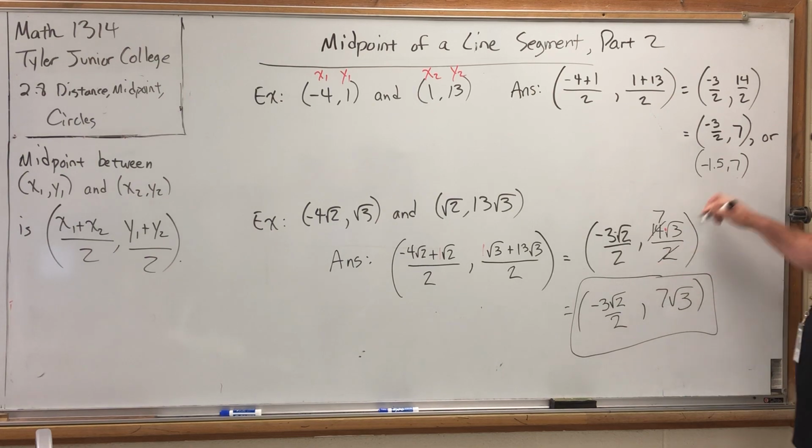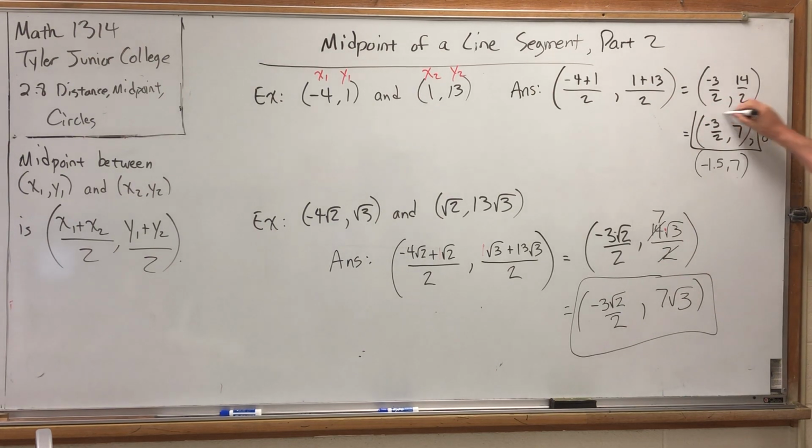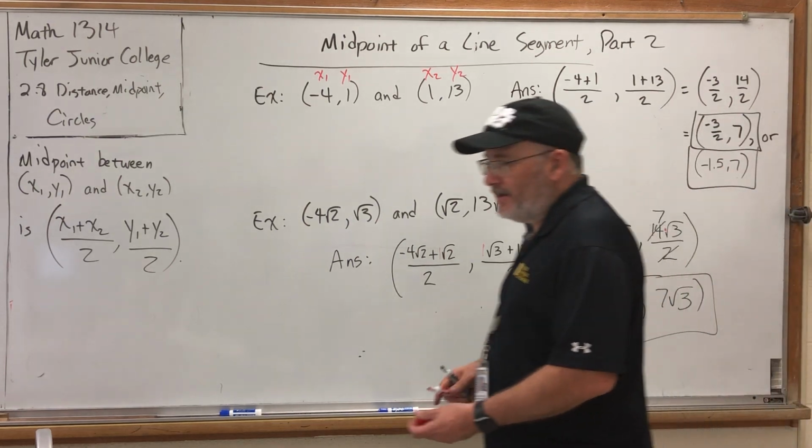So as long as you know the formula for finding the midpoint between 2 points, average the x's and average the y's, then it just boils down to can you add and can you divide and or reduce.